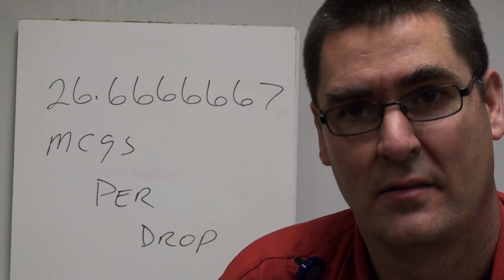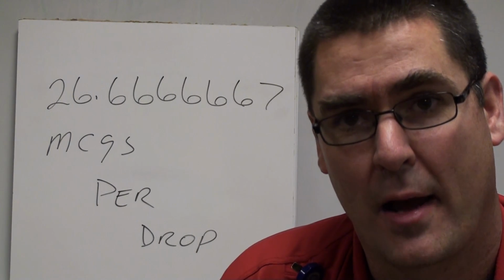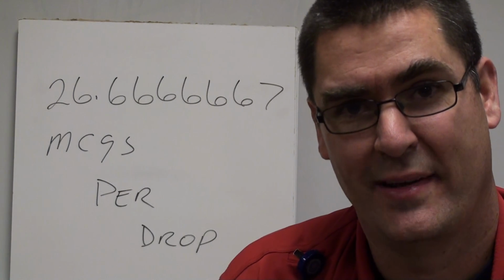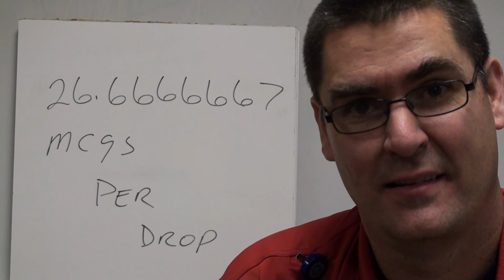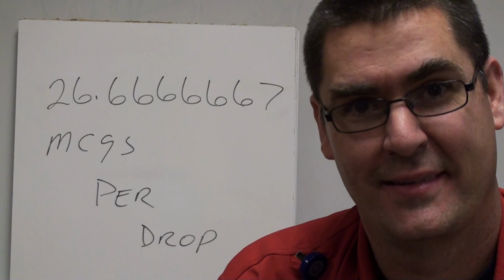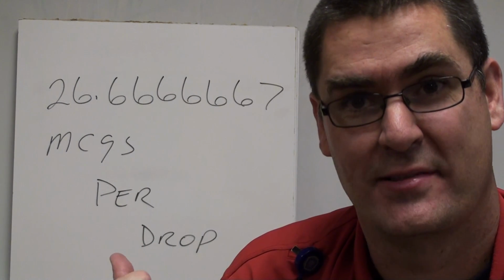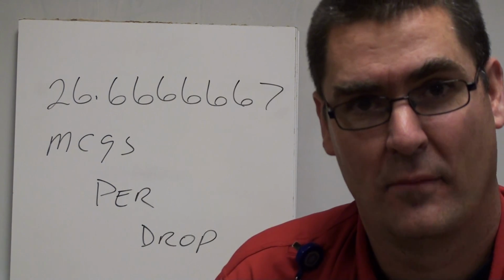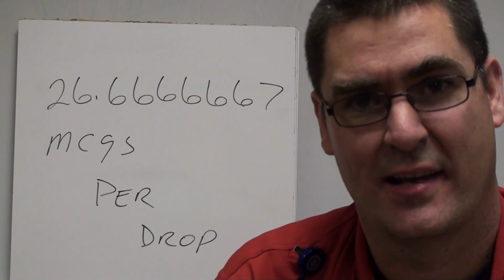26.666667 micrograms per drop. That's per drop, not per minute. So in 1 second, 1 drop, it equals 26.666667 micrograms. Why is that important? Check this out.